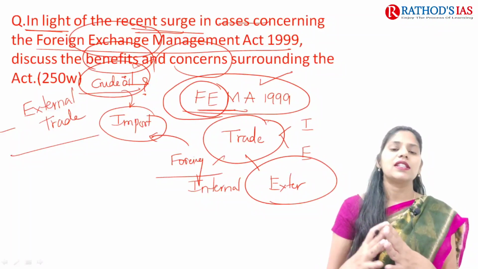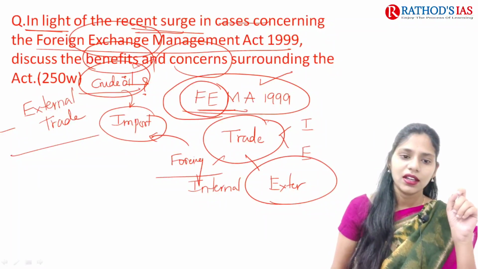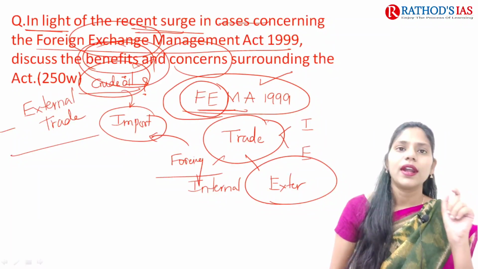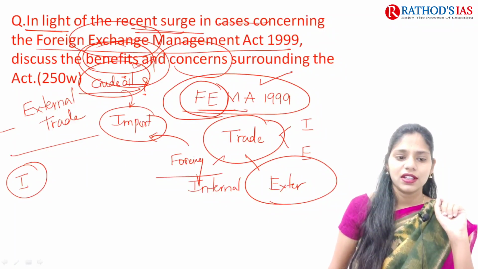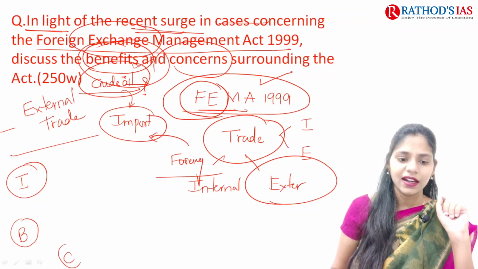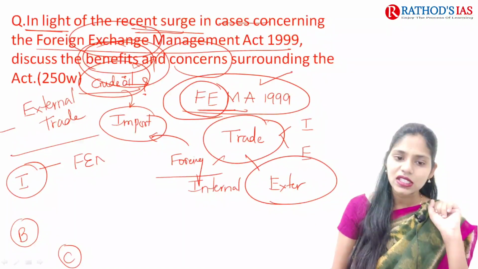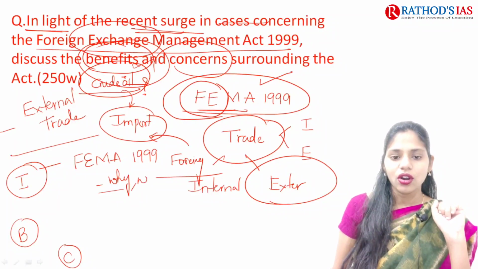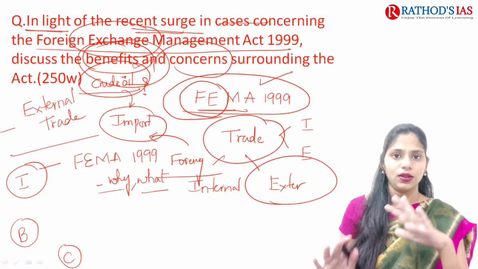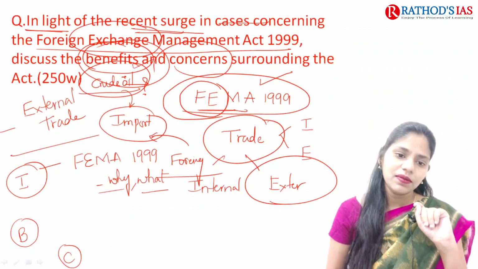This question is asking about the increasing number of cases regarding FEMA, and it asks you to write about benefits and concerns. How can you write this answer? First, as we are following the standard IBC format, in the introduction you can write about what FEMA 1999 is, why we came up with this Act, and what issues it focuses on. Just a small two to three lines of introduction. This is the first way.